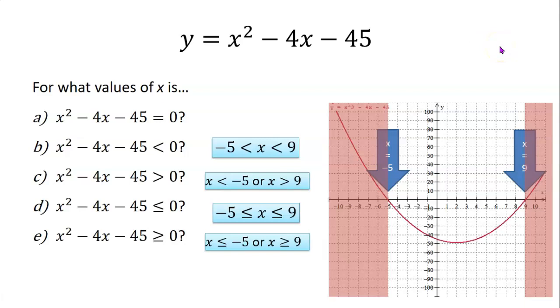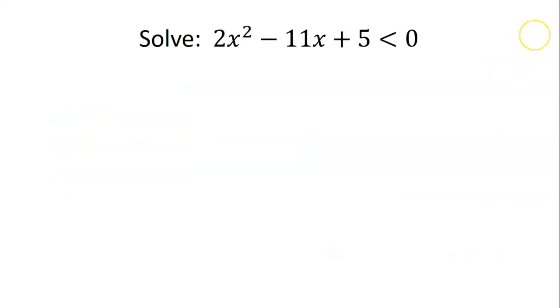Now that we've got some idea of what's going on, let's look at another example. Let's solve the inequality 2x squared minus 11x plus 5 is less than 0. I'm going to show you 3 ways you could solve this. 3 methods for solving a quadratic inequality like this one.